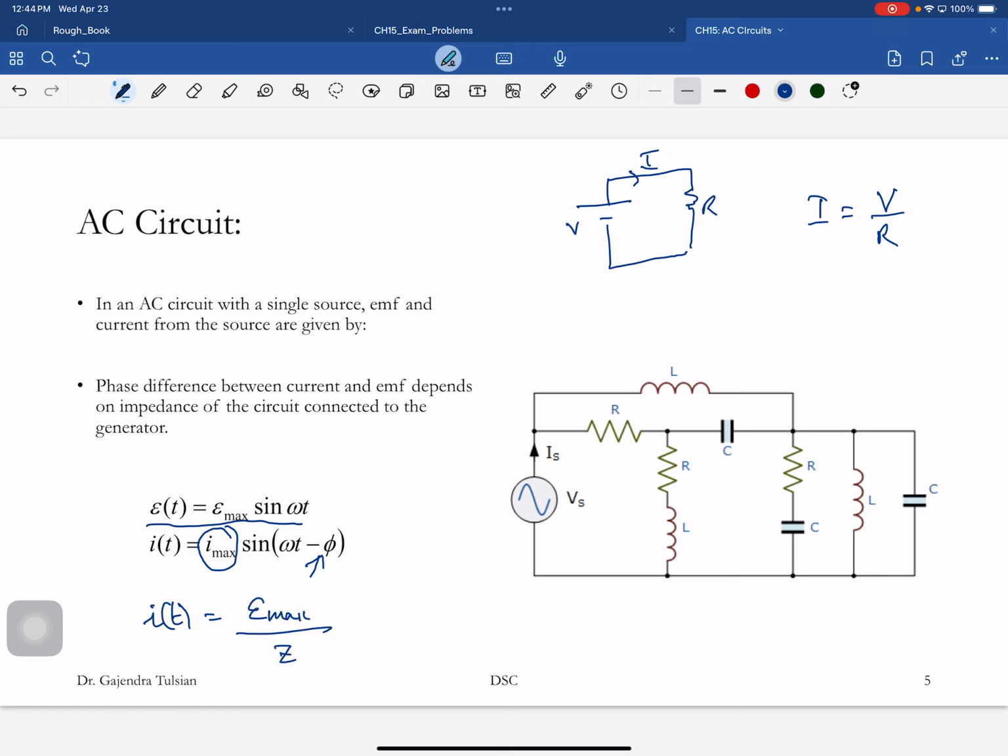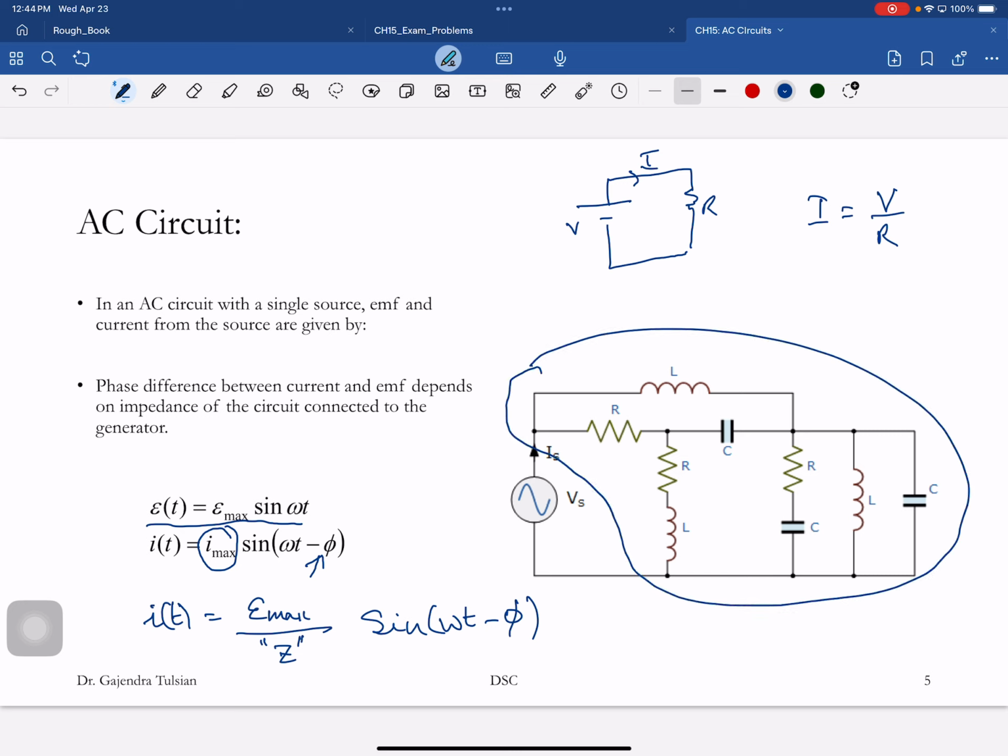And the generalized term for resistance is impedance. Okay? Sine omega t minus phi. So what we are interested in is, for a given circuit, there are two things we're interested in. Z: what is Z of the circuit? What is the impedance of the circuit? The resistance of the circuit. Okay? And we are interested in phi. So these are the two questions that we want to know.